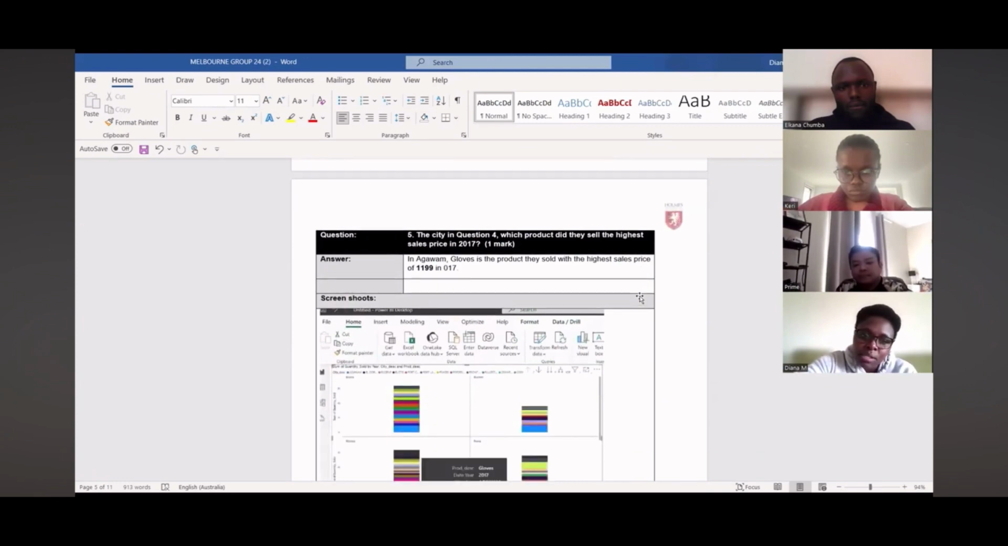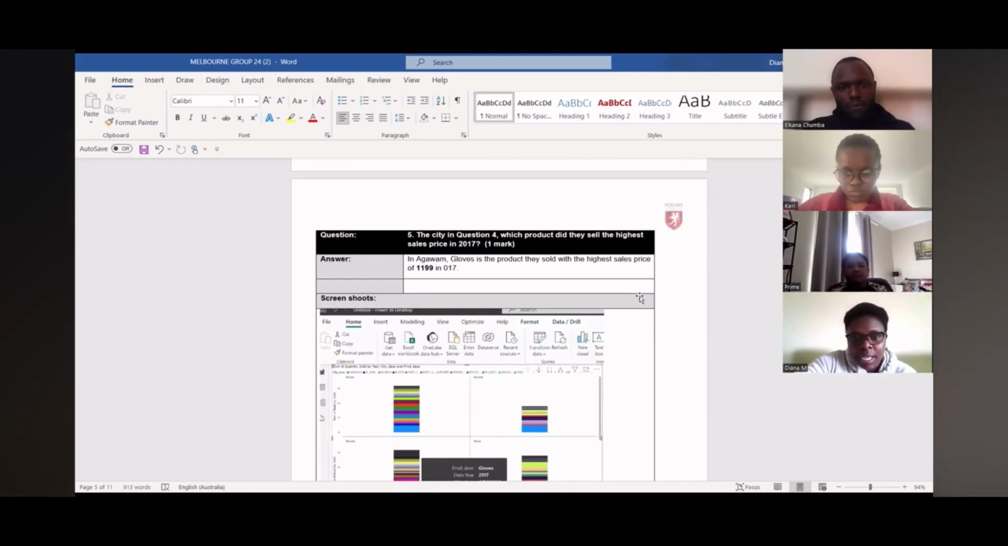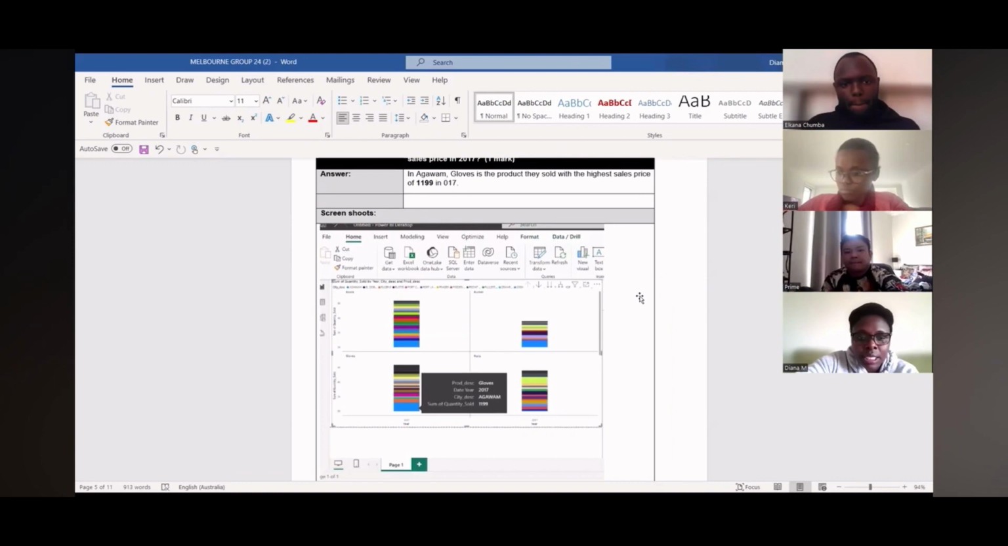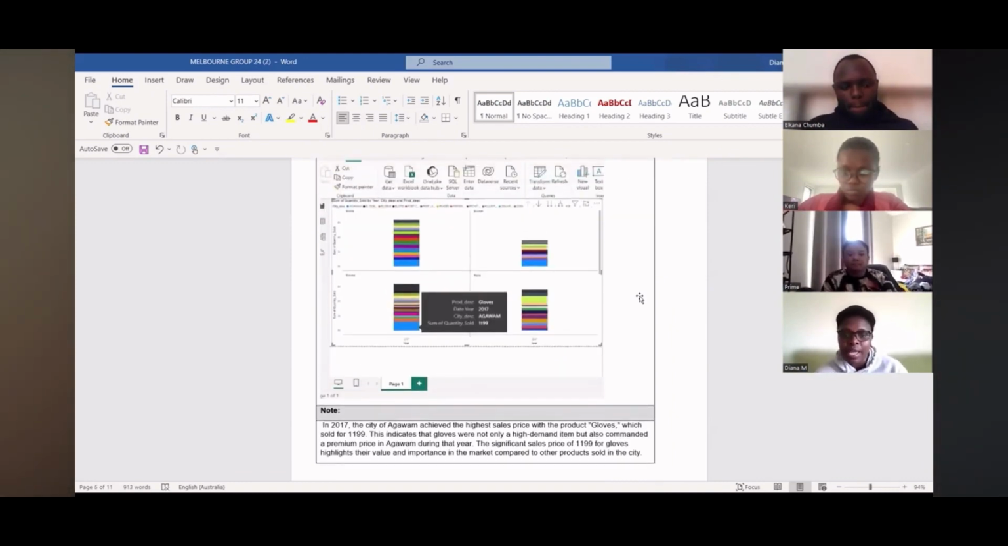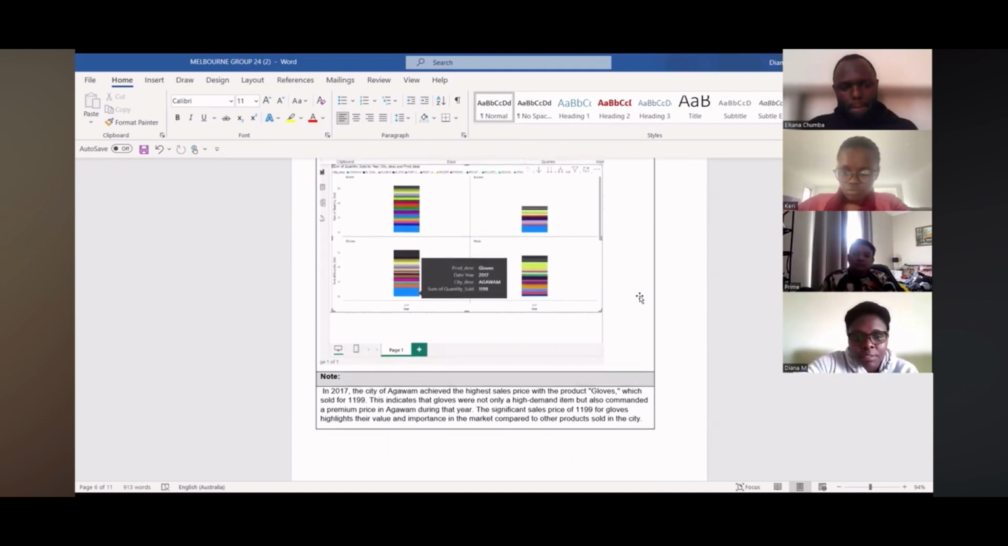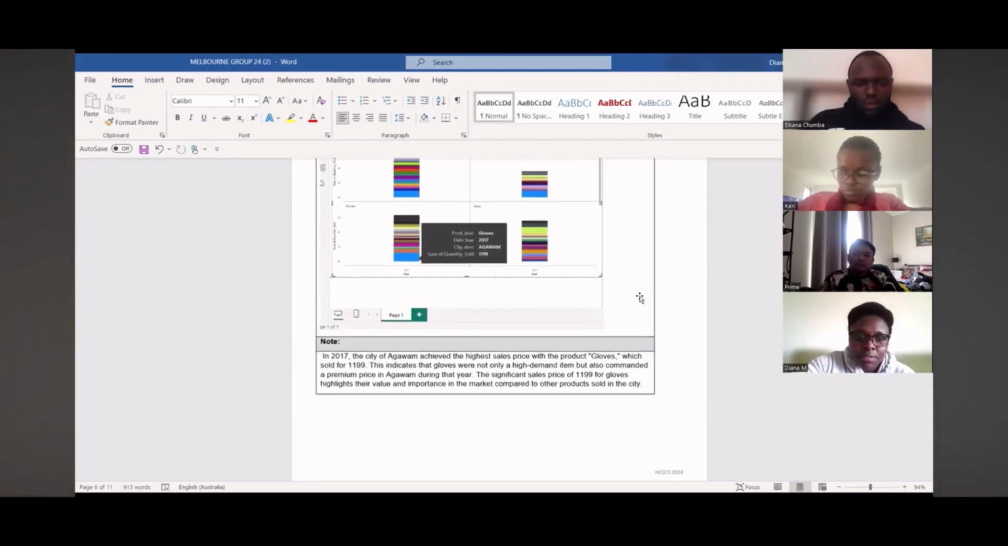Moving on to the next question, question 5, which product in question 4, that's Agawam city, did they sell the highest sales price in 2017? From this report, it shows that the product that sold the highest is gloves. It indicates that the gloves were in high demand at that period of sales.